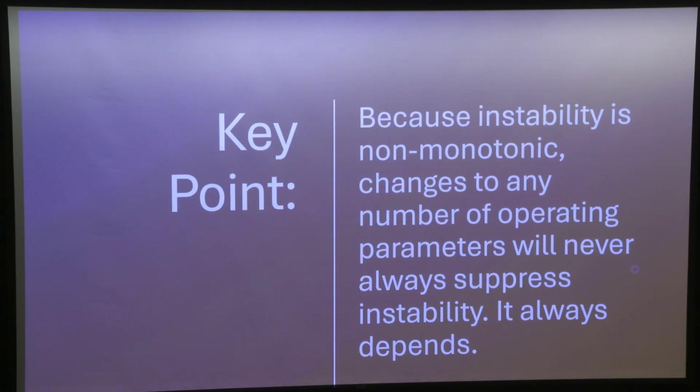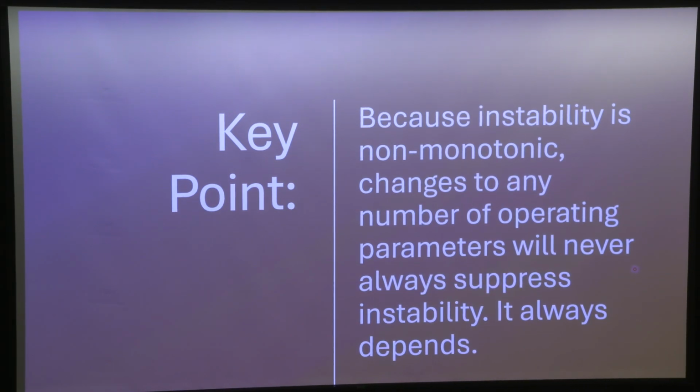So, key point. Because instability is non-monotonic, so this behavior is called non-monotonicity, you're changing something in one direction, you're changing the phase, or the fuel injection location, or the velocity, or whatever, and the response of the system does not always go in the same direction. Changes to any operating parameter will never always suppress the instability.